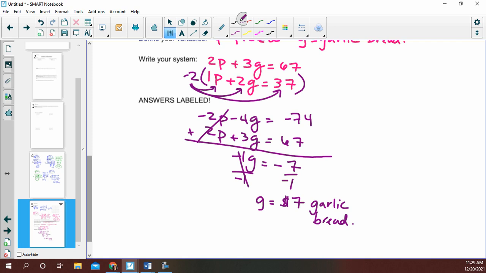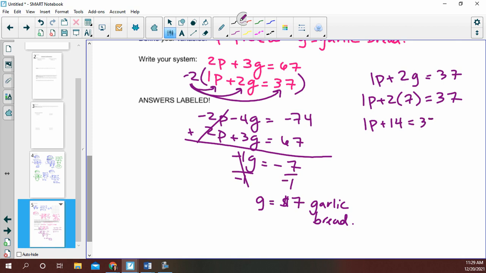Okay, plug it back in. Let's find out how much my pizza costs. I'm going to plug it into my bottom one. Those numbers are a little smaller. So I have my bread, so my G being 7. 2 times 7 is 14. Okay, don't really need the 1 there. If you want to divide by 1, you can. So my pizza is $23 then.